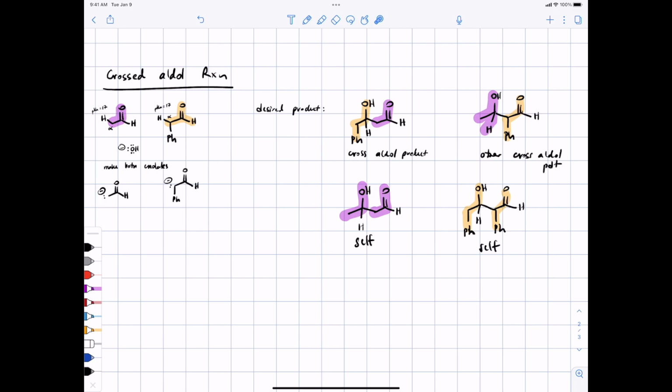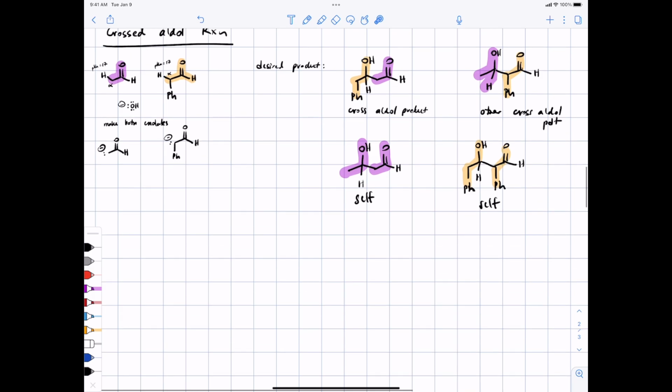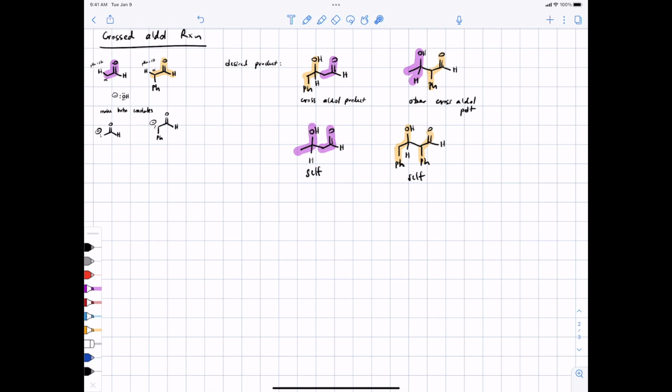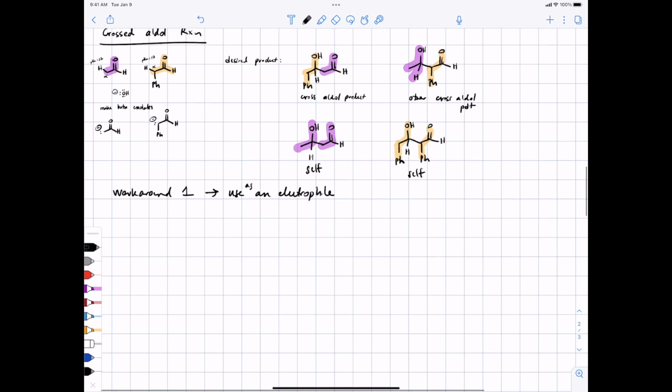But there are some workarounds that your text talks about and that we can review. They're not mind-blowing or anything. They just sort of make sense. So strategy 1 is you use as an electrophile an aldehyde or ketone that has no alpha protons.